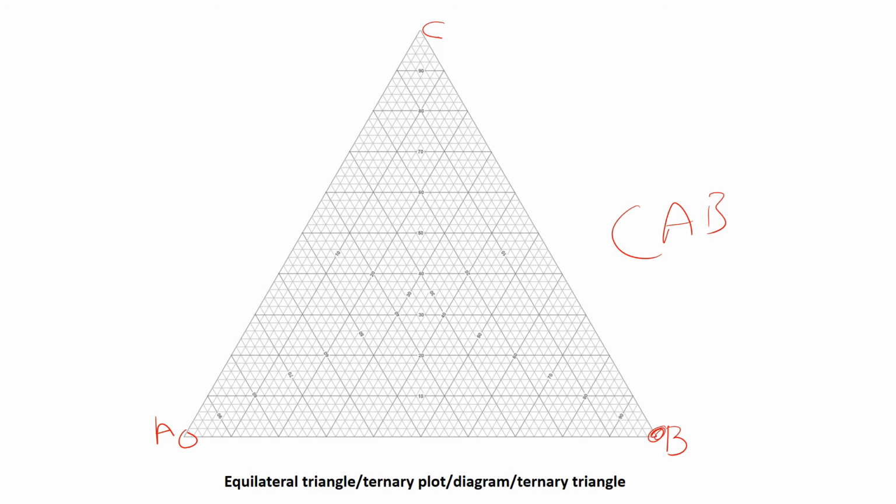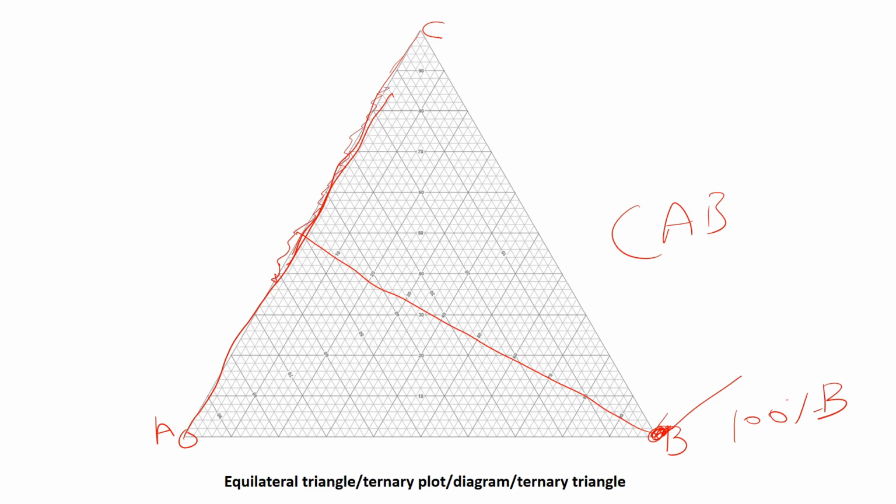So this particular point, just follow the pen. This is going to be your 100% B, and then the exact opposite base. So any point on this baseline of this triangle, so any point on this line, that's going to be 0 weight percentage of B, plus the remaining will be A plus C.